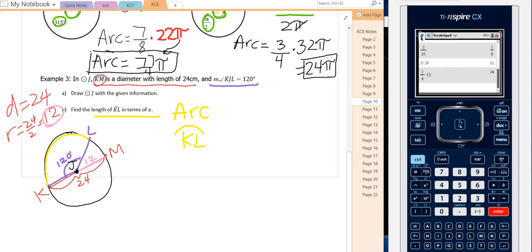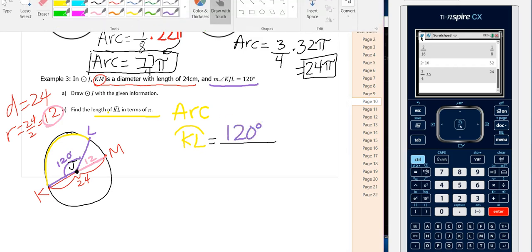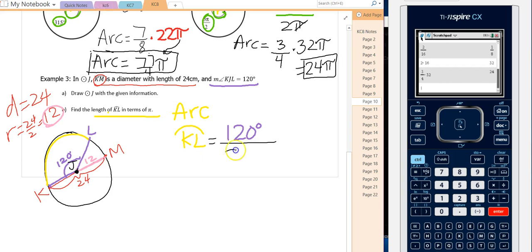Using that formula up above, the measure is what we put at the top. Well, our measure was 120 degrees. That was in degree mode, so therefore I'm going to divide that by 360 degrees. I then have to multiply it by our circumference, which is 2 pi times our radius. Now our radius again is half the diameter, which we already solved for, and that was 12. So now we simply simplify everything in our calculator.